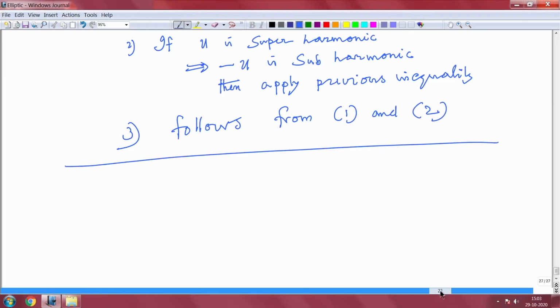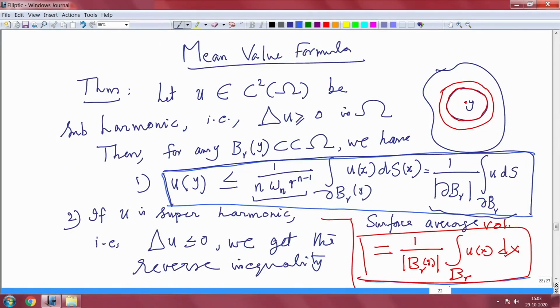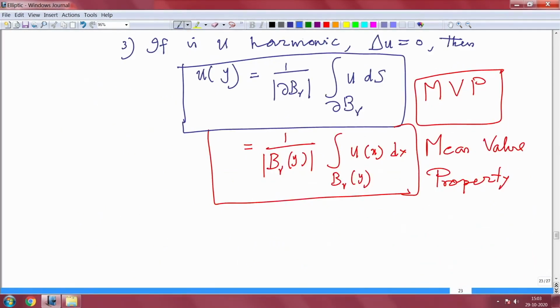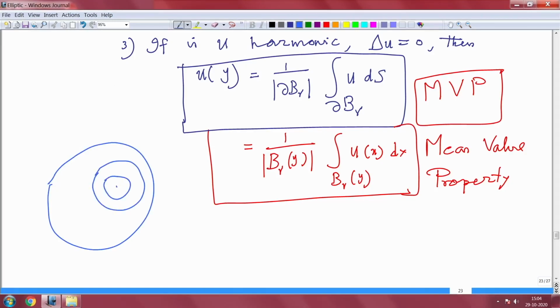So, let me recall once again. Whenever u is subharmonic, u(y) is less than or equal to either the surface average or the volume average. And if it is harmonic, then it is equal to the surface average or the volume average. And that ball can be anything. It does not matter. Any ball you can average it out.